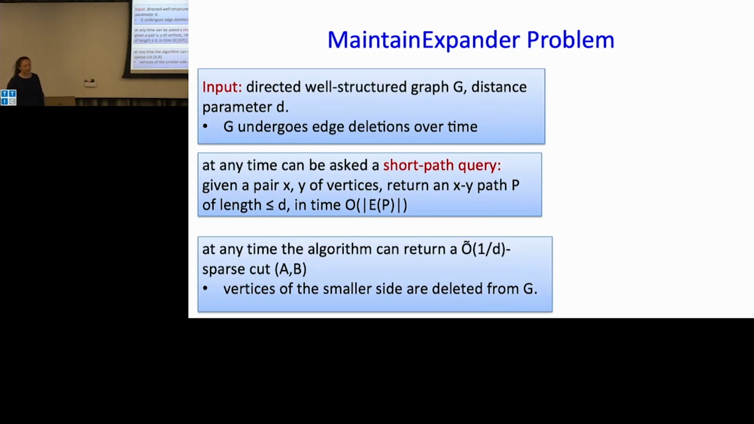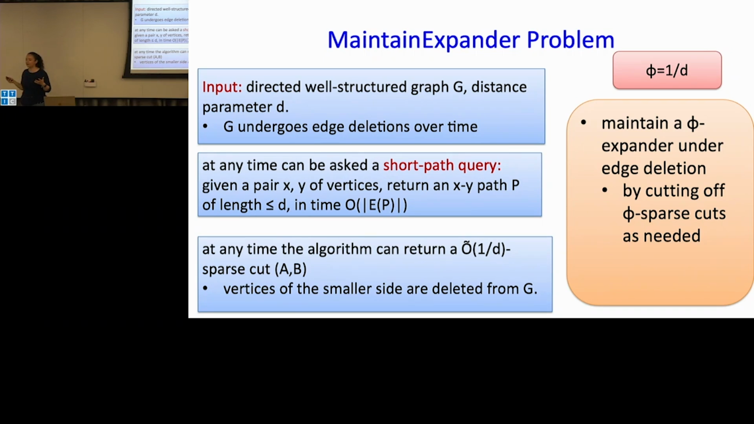Okay, so now we go back to our maintain expander problem, and if you don't remember the definition, it's not important. So I'm going to denote by phi 1 over d. At a high level, what does this maintain expander problem do? It's basically given some graph that undergoes edge deletions, and we want to maintain this graph as a phi expander. And the only action that we're allowed to do is cut off sparse cuts from this expander. And then we need to support some short path queries. It's not very important.